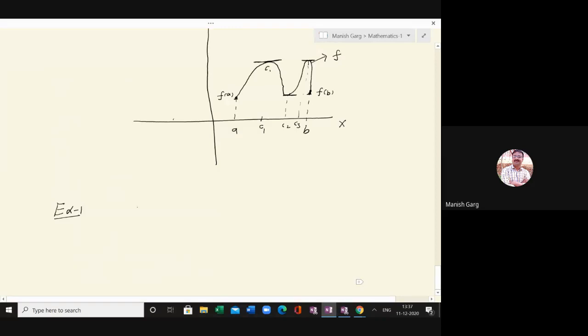The first question is: check the conditions of Rolle's theorem in the following questions.